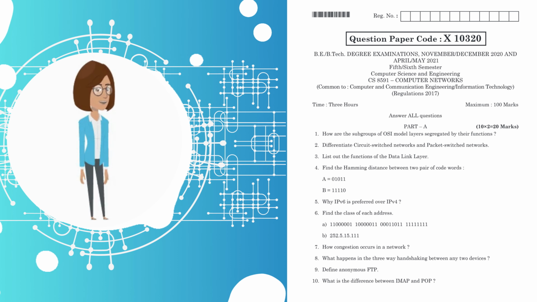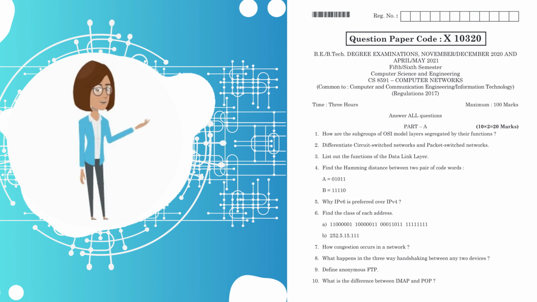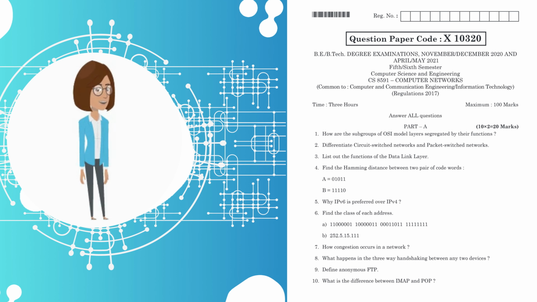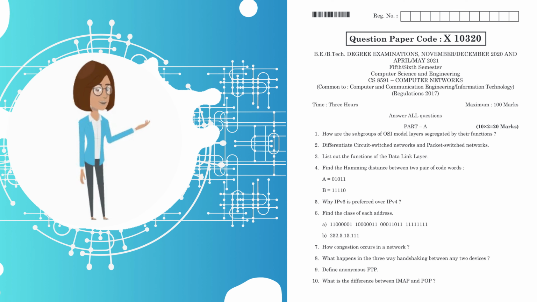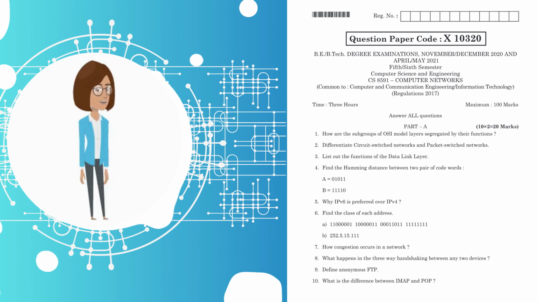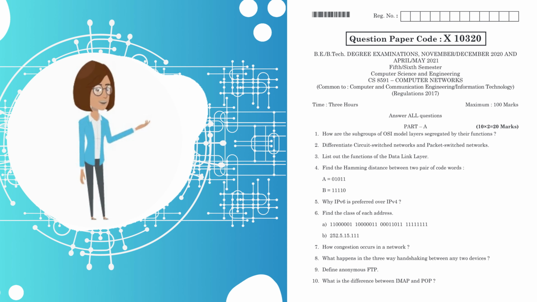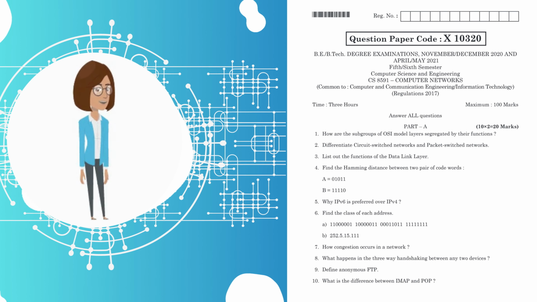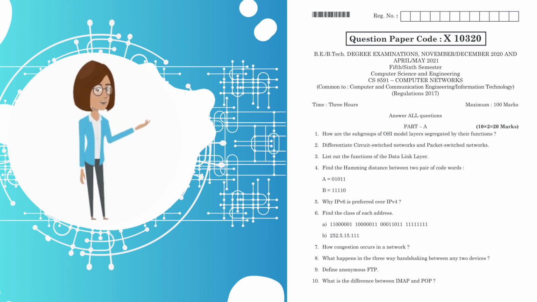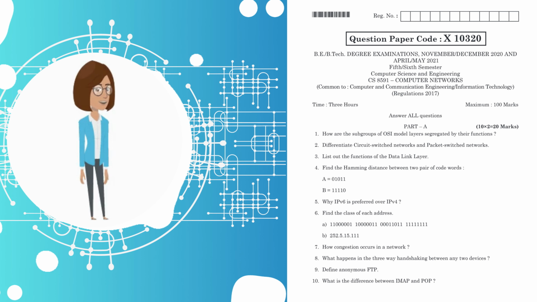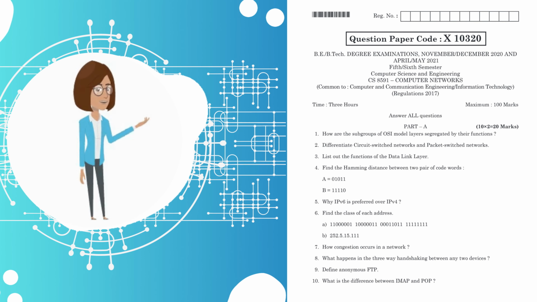Second, let's see the November/December 2020 and April/May 2021 question paper, common to computer and communication engineering/information technology. 2 mark. Part A. 1. How are the subgroups of OSI model layers segregated by their functions? 2. Differentiate circuit switched networks and packet switched networks. 3. List out the functions of the data link layer.